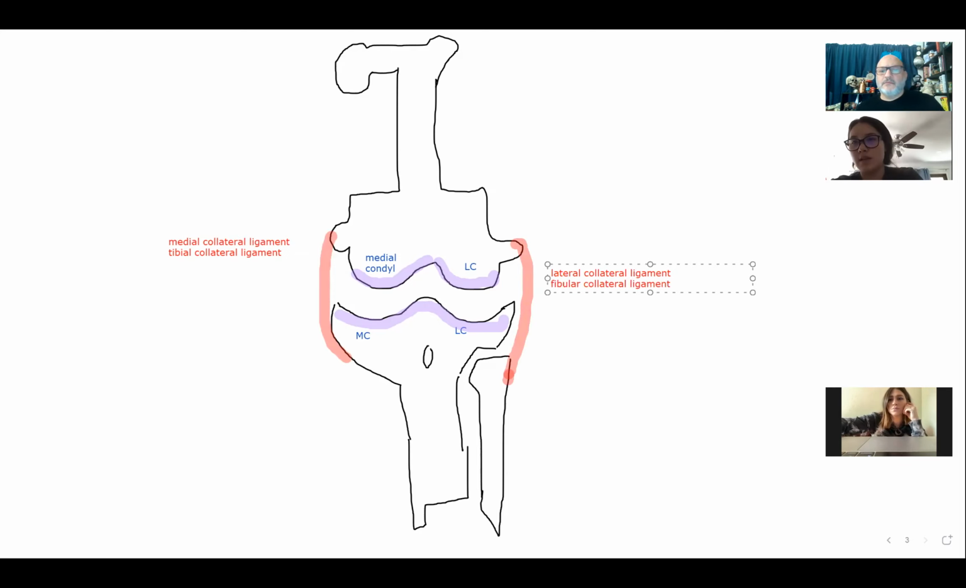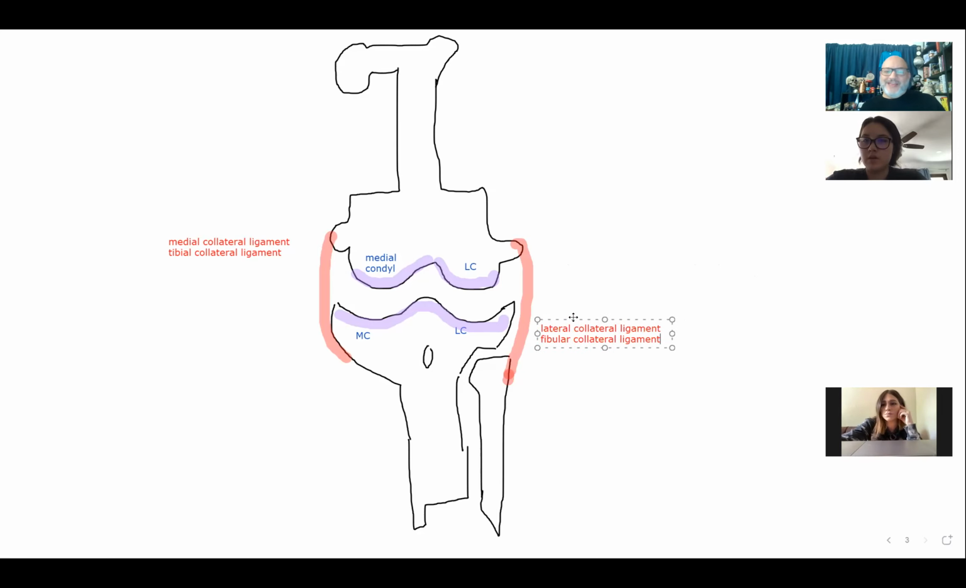Are we allowed to use either one, or is there a specific one? Both are appropriate anatomical terms. And remember, you're always allowed to use any appropriate anatomical term. Okay, thank you. Okay. However, there are also going to be two ligaments that are located here inside the joint.